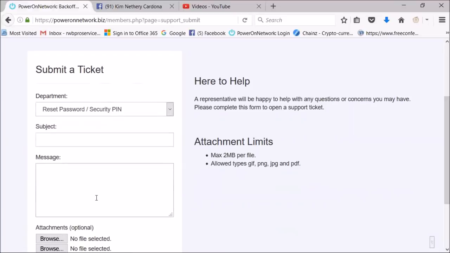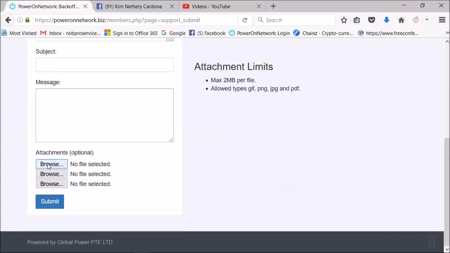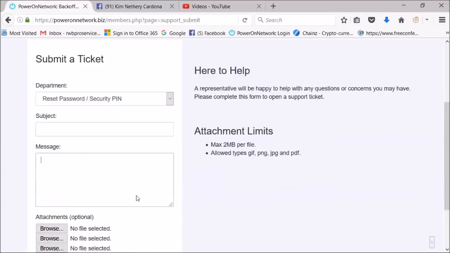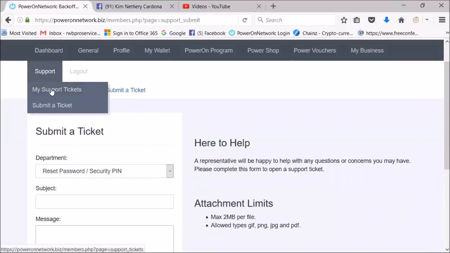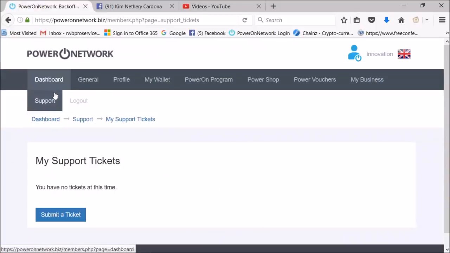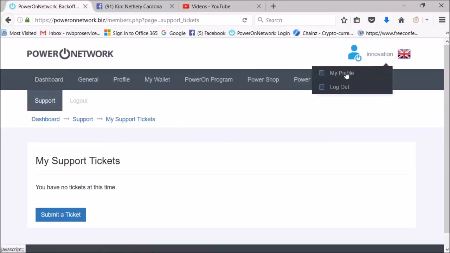Underneath that, you would type in the message. If you want to attach any documents, you could do that as well. You would click submit. And once you do, you can look at your support tickets, because it'll come up under my support tickets, which will come up here. Of course, I don't have any support tickets at this time, but if it did, it would show them here. You can log out right here, or you can actually come up and click on your icon and it will go to my profile or log out.